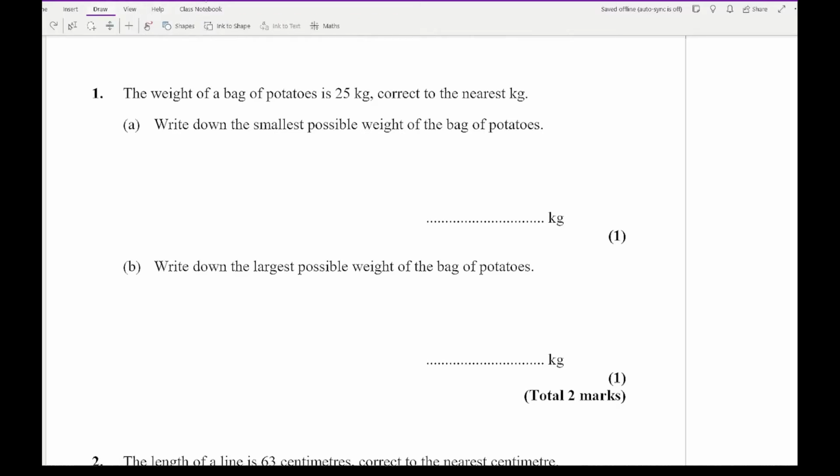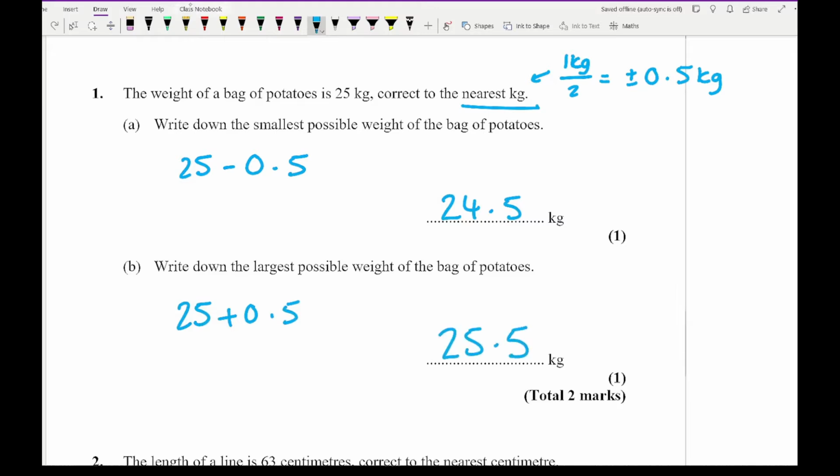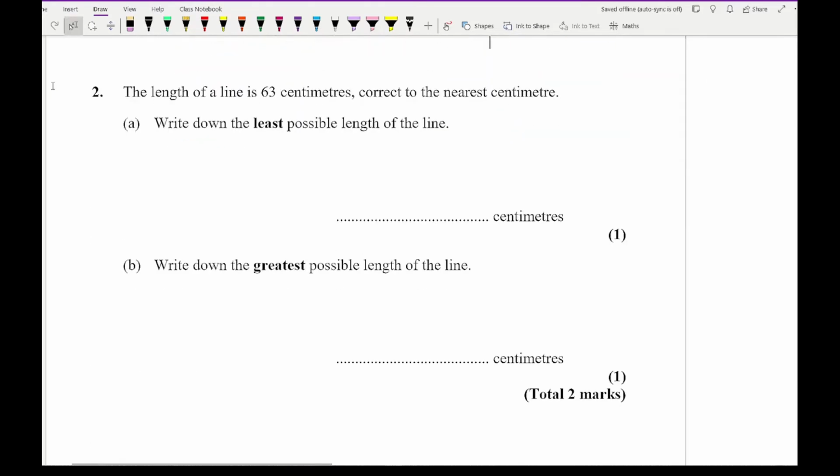Now, if you think back to this here, so our nearest kilogram, what I need to do is take 1 kilogram and divide that by 2. So what I'm going to be doing is plus and minusing 0.5 kilograms to find my lowest value. So the question here is find the smallest possible weight. Well, that's going to be 25 minus 0.5, and that's going to be 24.5 kilograms. For the largest possible weight, I'm going to add 0.5 to 25, so that then becomes 25.5.